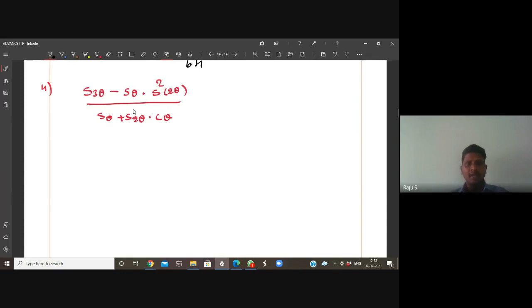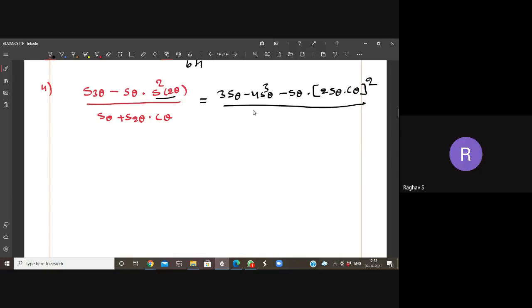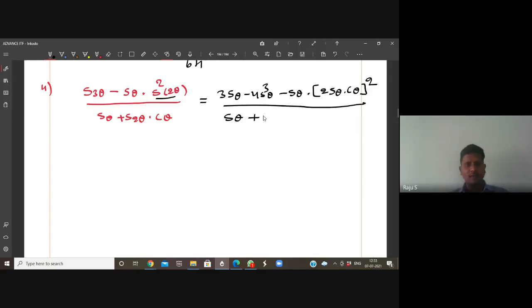Here the simple sin 3 theta formula is 3 sin theta minus 4 sin cube theta, minus sin theta is there. What is the sin 2 theta formula? 2 sin theta cos theta, whole square. Shall I write whole square? Because it is 4 sin square theta cos square theta. And 2 sin theta cos theta into cos theta is in the denominator.